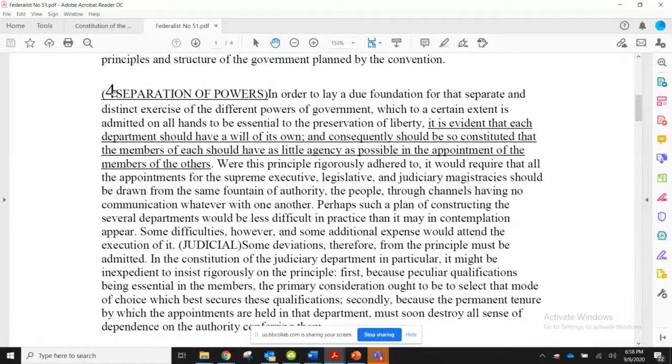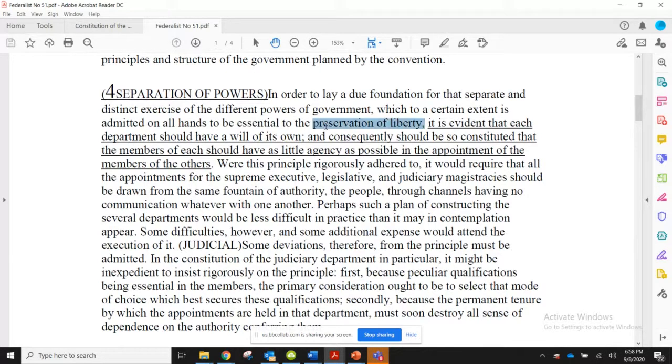All right. Now let's go to this fourth point, right? And we're talking about separation of powers here. All right. So Madison says, Federalist 51, in order to lay a due foundation for that separate and distinct exercise of the different powers of government, right, 3 branches, which to a certain extent is admitted on all hands to be essential to the preservation of liberty.